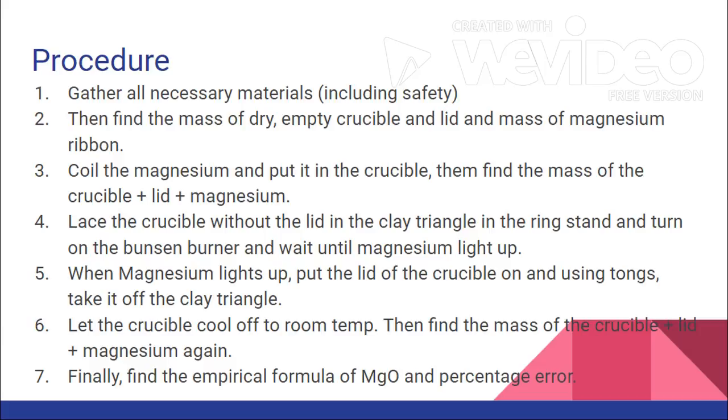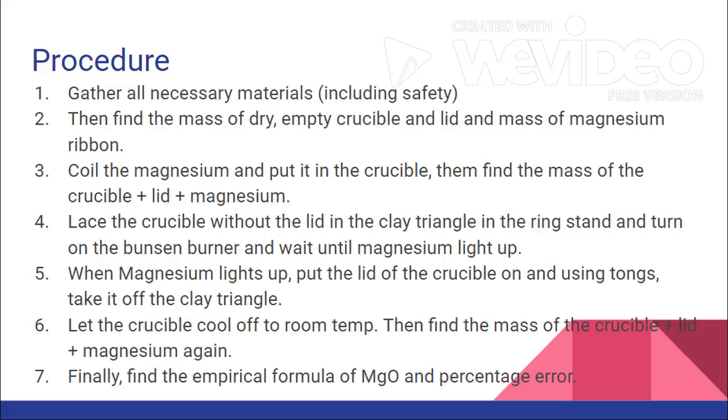First, gather all necessary materials including safety. Second, find the mass of the dry, empty crucible and lid, and then the mass of the magnesium ribbon. Third, coil the magnesium and put it in the crucible, then find the mass of the crucible plus lid plus magnesium. Fourth, place the crucible without the lid in the clay triangle on the ring stand and turn on the Bunsen burner and wait until the magnesium lights up.